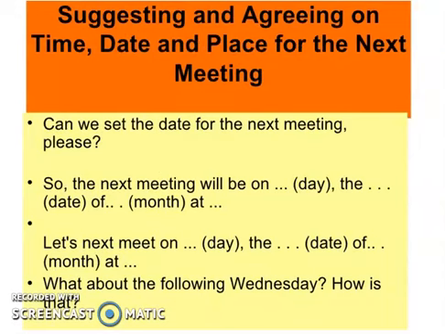The next part is suggesting and agreeing on time, date, and a place for the next meeting. Can we set the date for the next meeting, please? So the next meeting will be on 10th of July at 9 a.m. Let's next meet on 10th of July at 1 p.m. What about the following Wednesday? How is that?